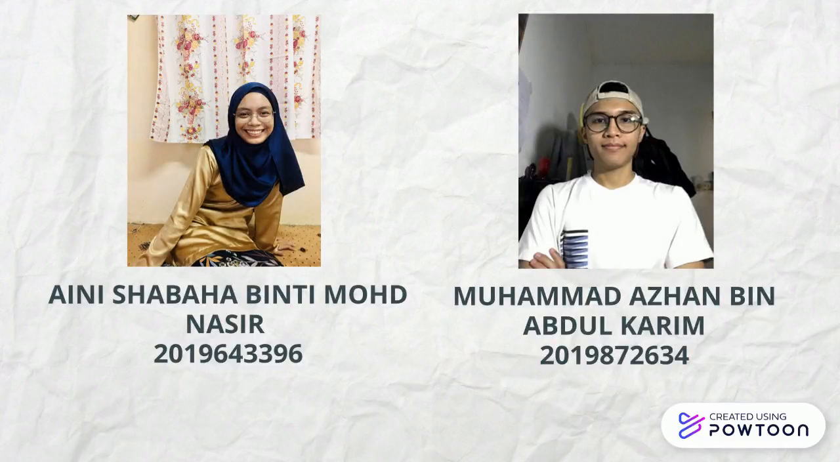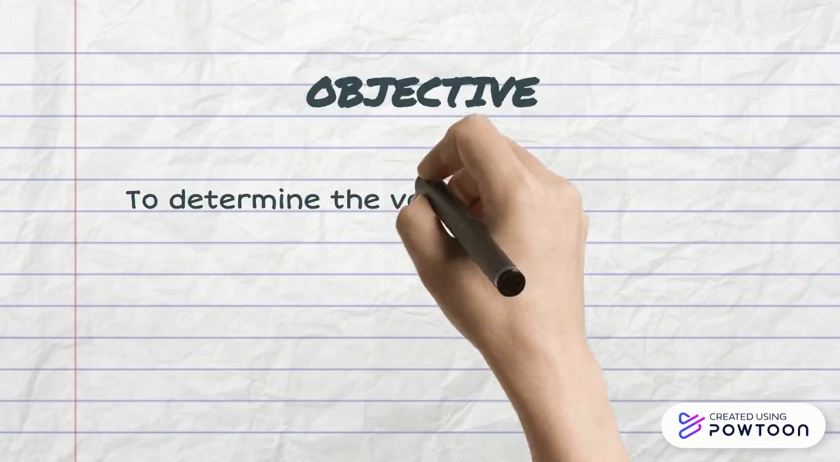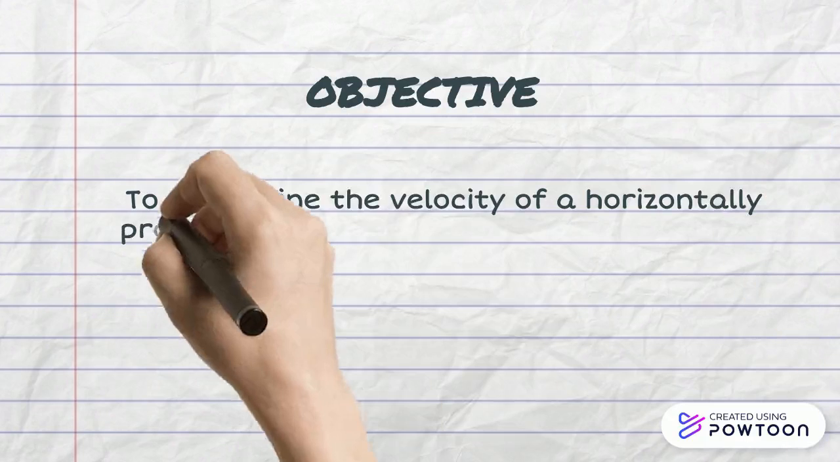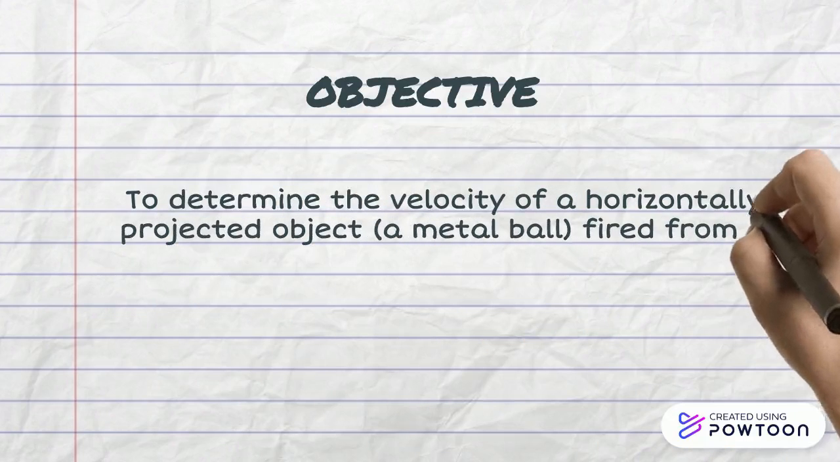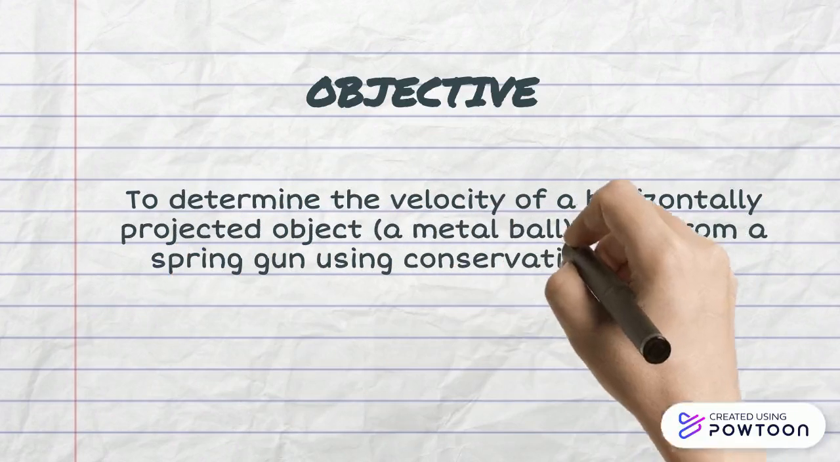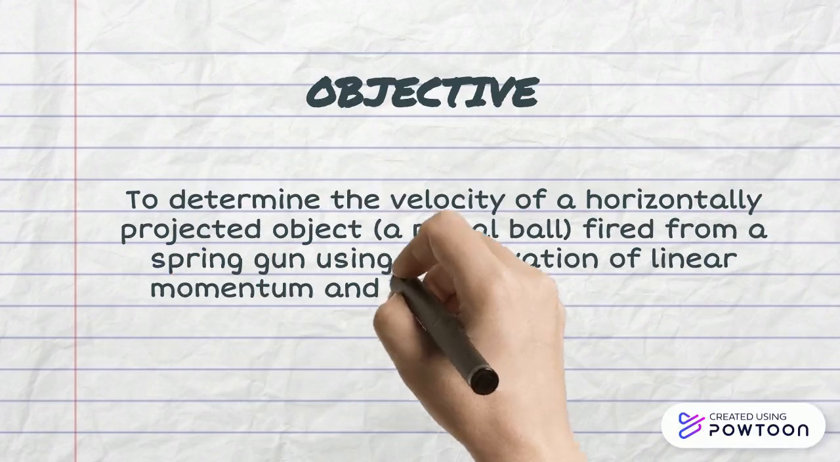Today, we are going to present about Lab Experiment 2, Momentum and Energy. So, the objective or purpose of this experiment is to determine the velocity of a horizontally projected object, a metal ball, fired from a spring gun using conservation of linear momentum and conservation of energy considerations.